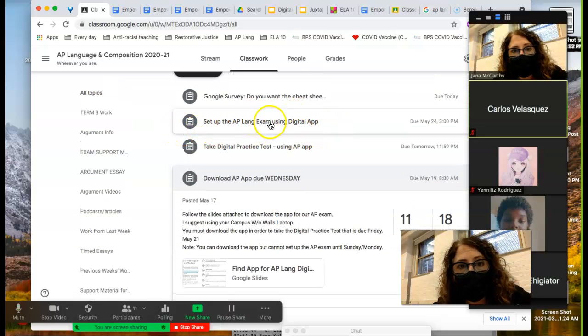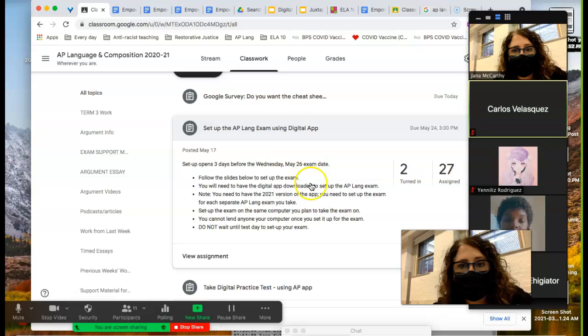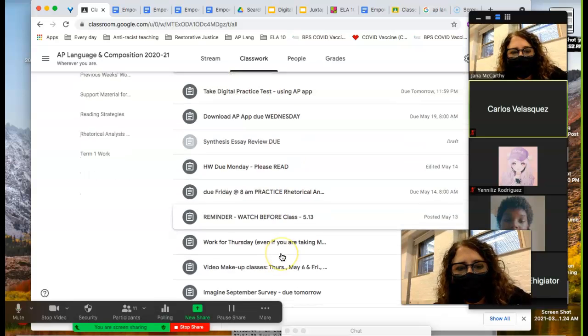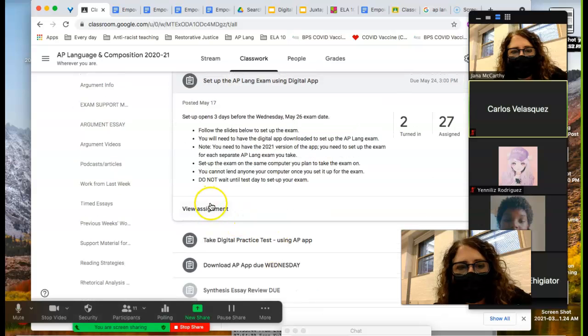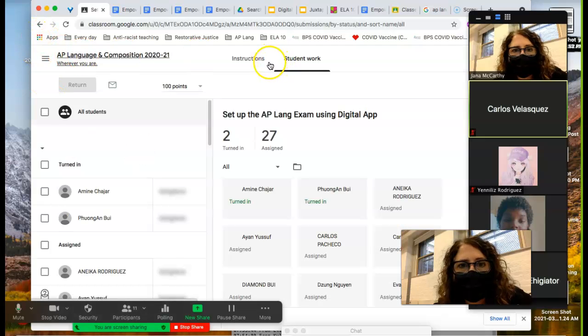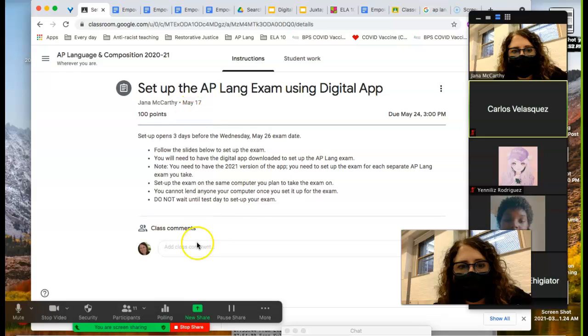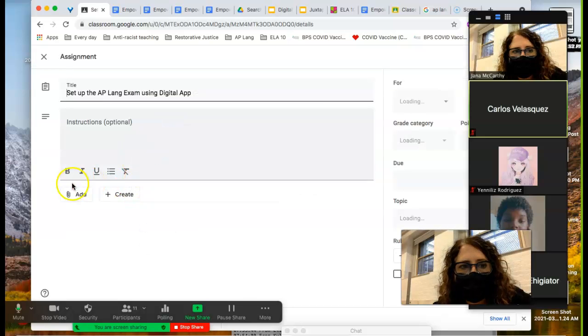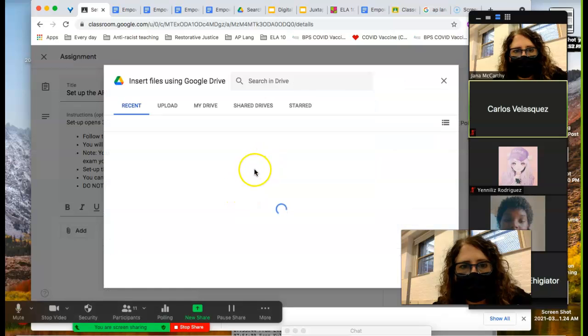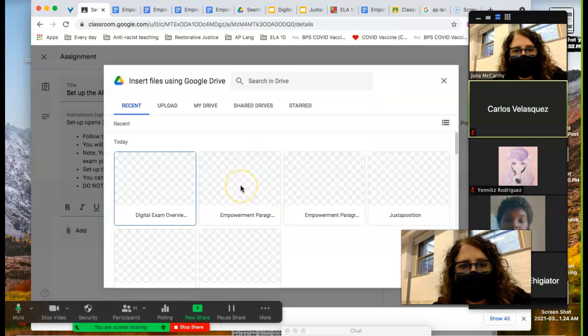Here's the whole slideshow. It's set up AP Lang exam using digital app. And totally, I lied again. Just give me a second. I put so many darn things on this. You know what? Maybe that is it. I put the whole slideshow up, and I don't want to put another post on this thing again because I've been putting so many posts on this. Let me add it for you. It'll be on this post. Okay, set up exam using AP digital app. Okay, Carlos, are you getting in there?